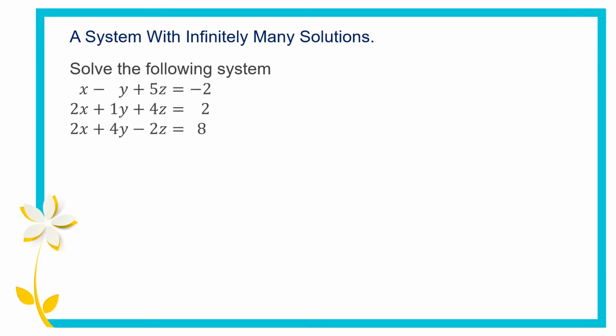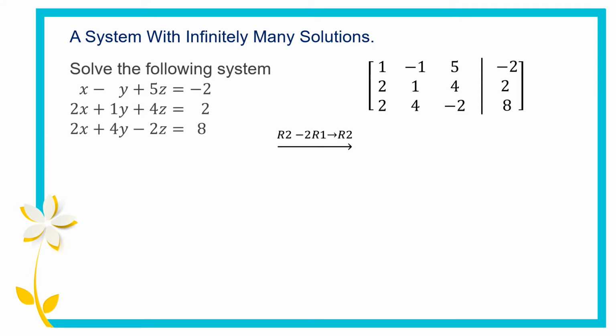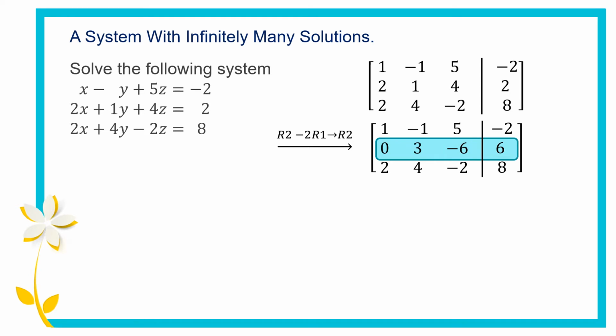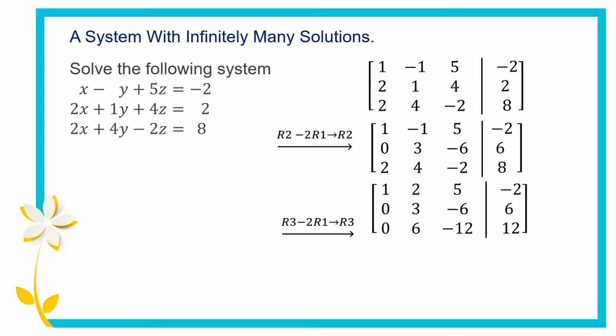Now, let's have a look at a system with infinitely many solutions. As usual, the first step is to write the augmented matrix for the system. Then we will reduce it into echelon form using Gaussian elimination. So to obtain zeros below the leading entry 1, subtract 2 row 1 from row 2 to produce a new row 2. Then subtract 2 row 1 from row 3 to produce a new row 3. So we have zeros below the leading entry 1.